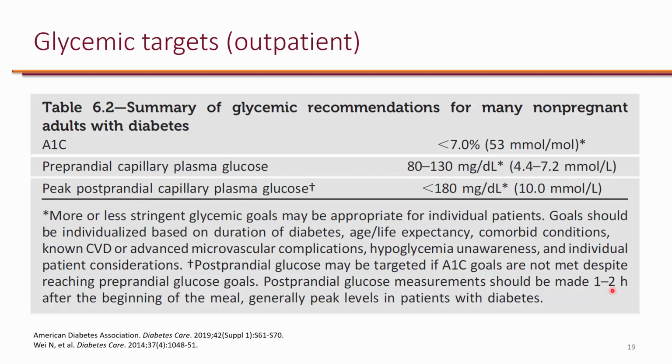So these are the 3 numbers that you have to know for your rotations. Keep in mind that these numbers may not be in agreement with other guidelines out there, but at least the 2019 American Diabetes Association recommends these numbers for most patients. Again, these are guidelines. They're not to replace clinical judgment. Always use your judgment to decide what's best for your patient.